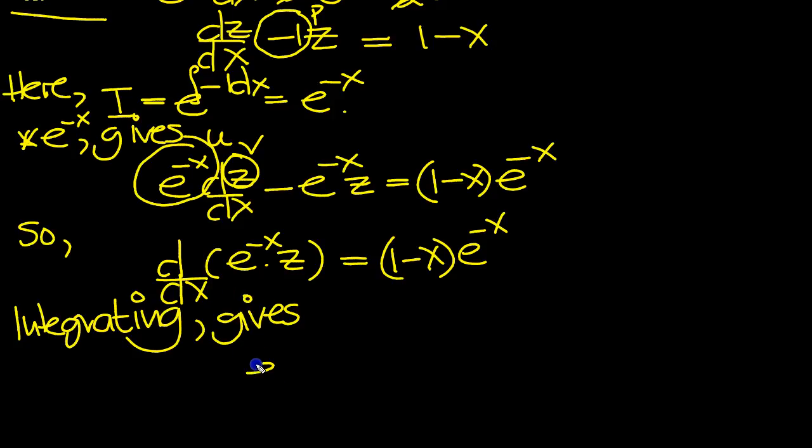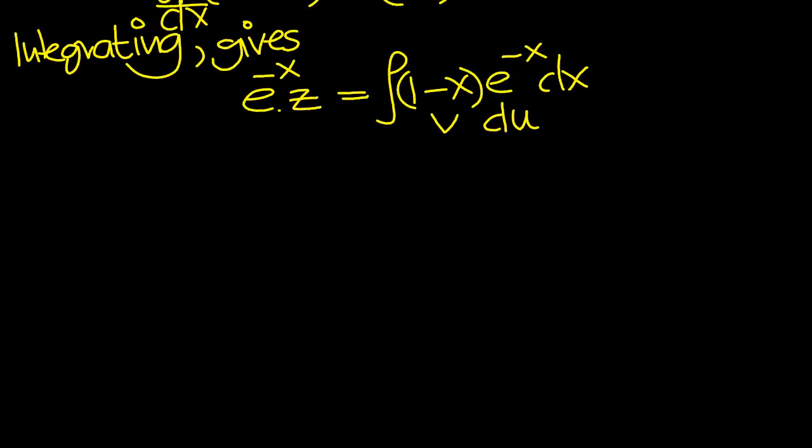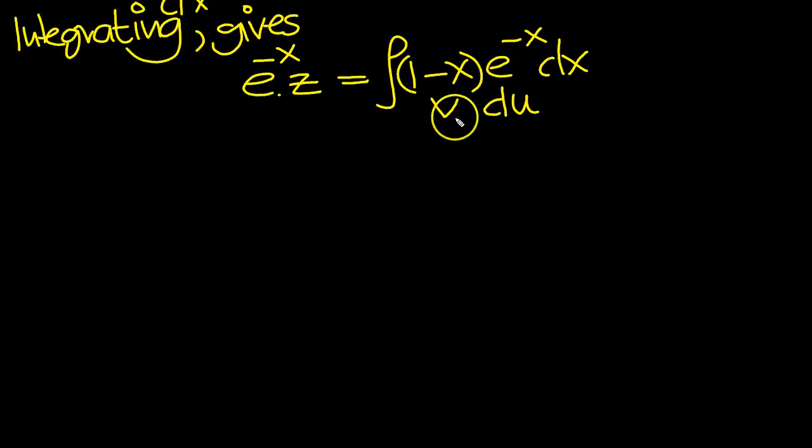The integral of the derivative is just the term inside the bracket, e to the minus x times z. Integral of this side, it's by parts. We've got 1 minus x e to the minus x dx. This can be v, can't it? And this can be du in the integration by parts. Standard thing to do. So let's turn our attention to this problem now.